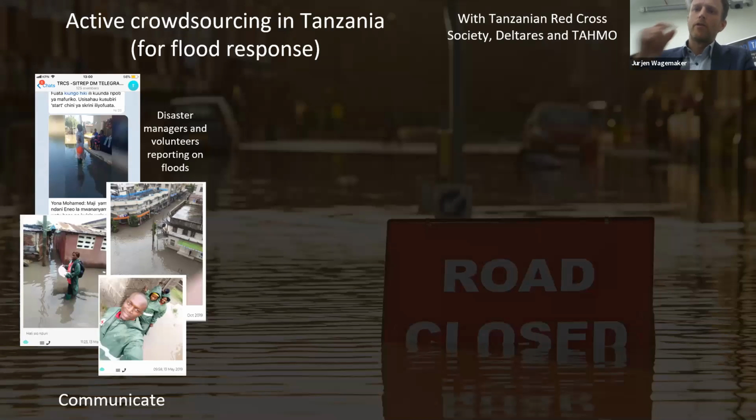Another example of what we do also with the Red Cross, but then in Tanzania, and they were kind of interested in this system, but of course, there's not a lot of Twitter in Tanzania, but they were using WhatsApp a great deal of sharing information. But the downside of WhatsApp is that they couldn't have any automated, structured intake of that content. And so what we did is create a bot in Telegram, where they have now 125 members, volunteers, disaster managers, that are reporting about floods.